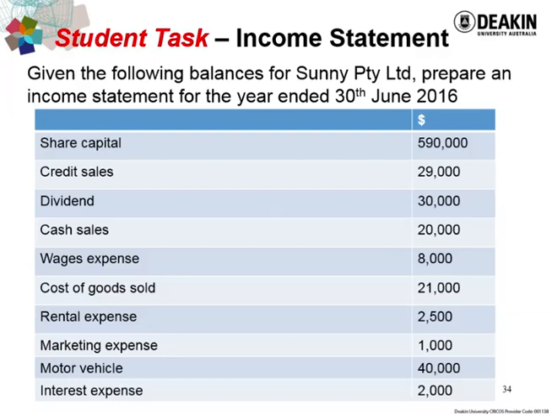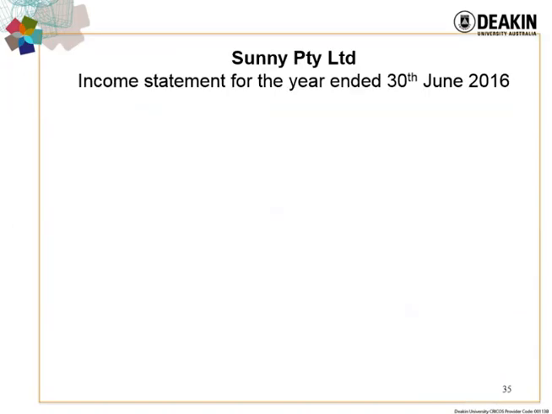Alright, based on the following information, please prepare an income statement. So I assume that you have done this question. So let's see whether you come up with the correct answer. So again, you start with the name of the company, Sunny Proprietary Limited. Income statement for the year ended. Please use the correct term, 30th June 2016.